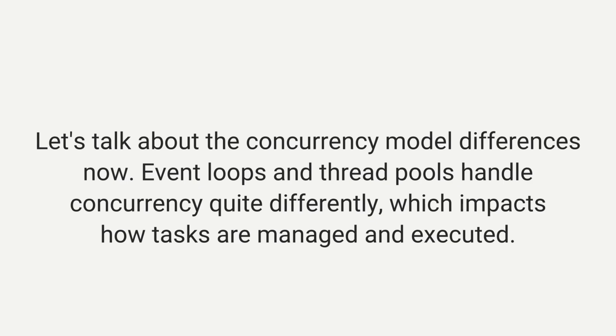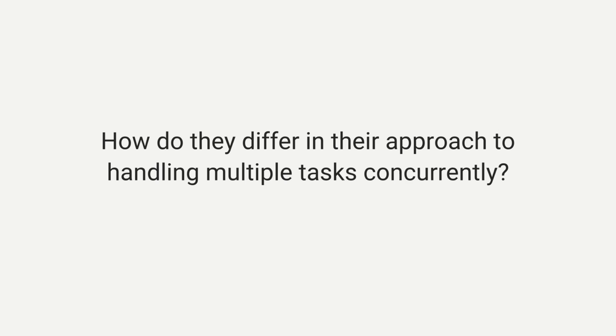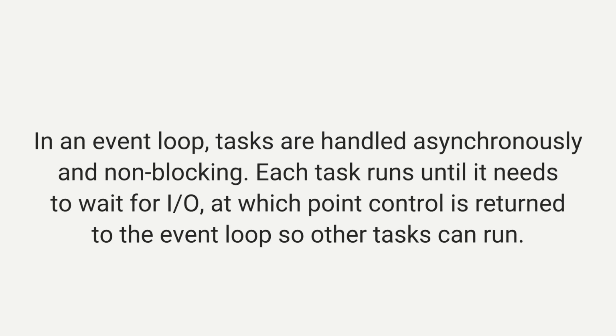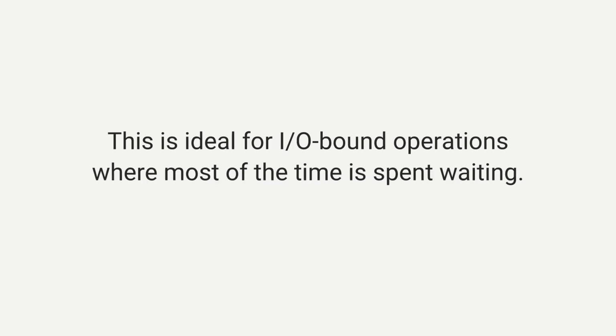Let's talk about the concurrency model differences now. Event loops and thread pools handle concurrency quite differently, which impacts how tasks are managed and executed. How do they differ in their approach to handling multiple tasks concurrently? In an event loop, tasks are handled asynchronously and non-blocking. Each task runs until it needs to wait for I/O, at which point control is returned to the event loop so other tasks can run. This is ideal for I/O-bound operations where most of the time is spent waiting.